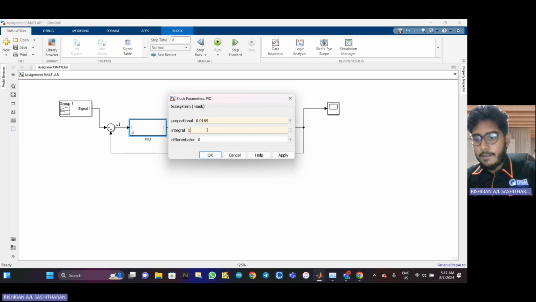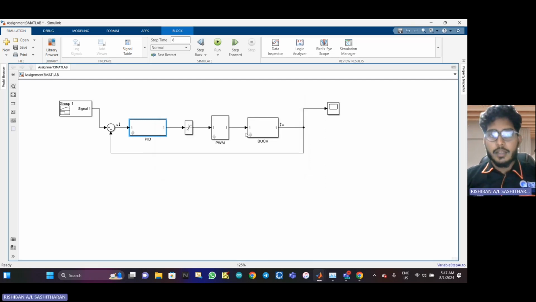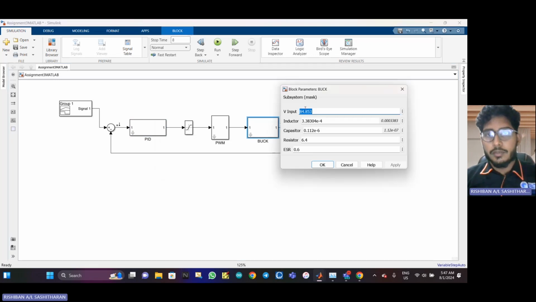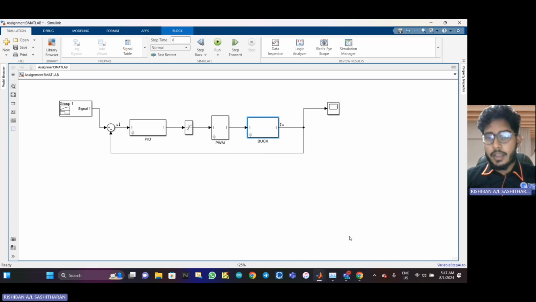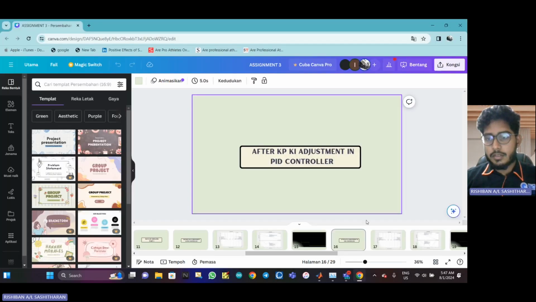And then something like that. Then we click apply and we click OK. This one can stay because the V in, inductor and capacitor values still remain the same. Then we click run, and what we will have is this.